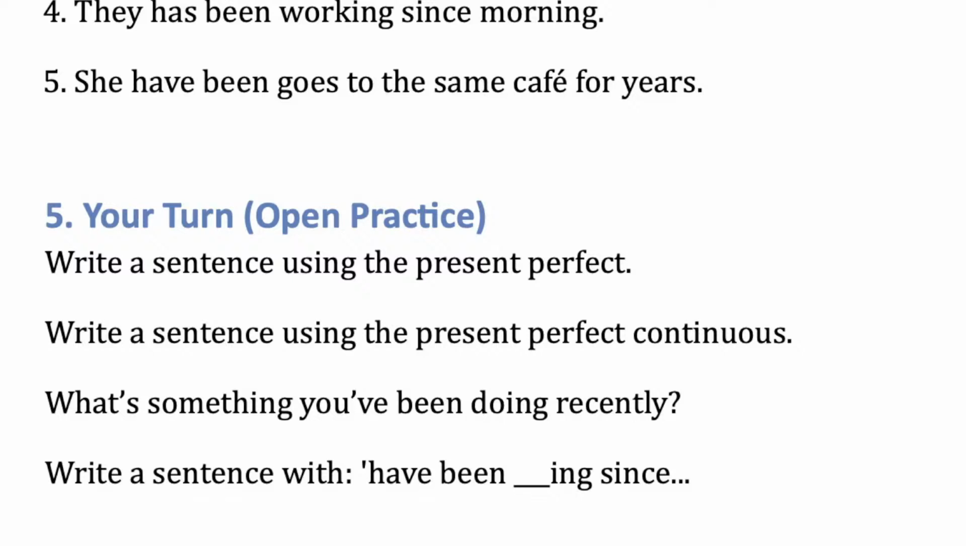Oh, okay, yeah, Henna, she has been going to the cafe every day. That's fine. Yeah, ongoing activity, yeah. She has gone to the same cafe for years. So Helga, it's not 4, but 2. So Helga, your sentence should be, she has gone to the same cafe for years.